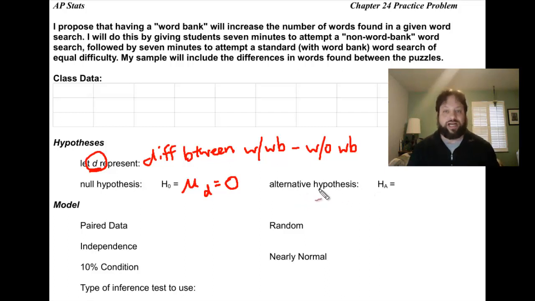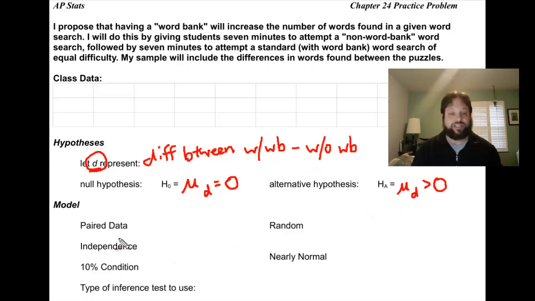Now, our alternate hypothesis, though, that's going to be where we believe that the mean of the differences is actually going to be positive. We believe that the word bank is actually going to help students get more words. So that's why that's going to be my alternative hypothesis. Think of it as saying essentially that with the word bank is going to be more words than without. And of course, that's going to give us a difference greater than 0.